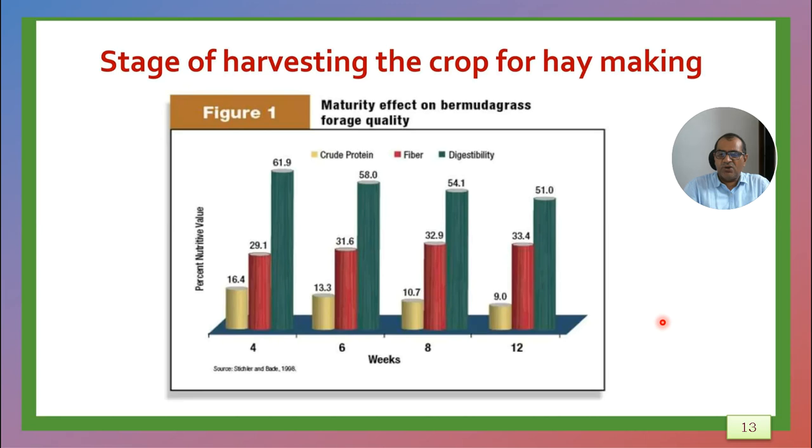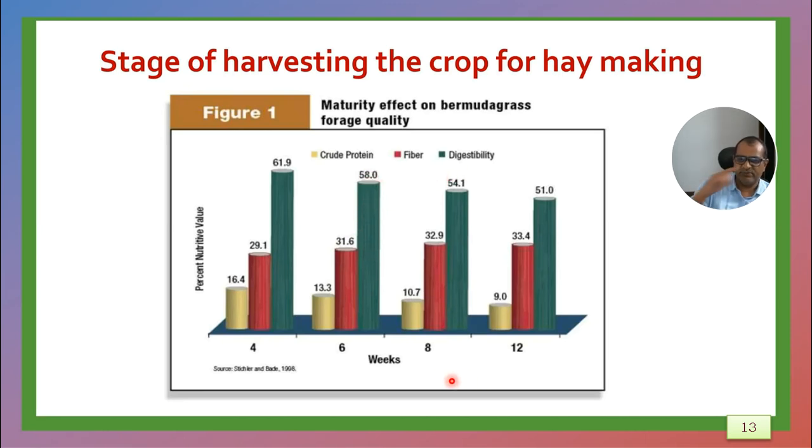Suppose in the 4th week, the crude protein is 16.4%, then 29% fiber, and digestibility is 61%. At 6 weeks, it reduces to 13.3, and the fiber increases to 31.6, whereas the digestibility becomes very low.